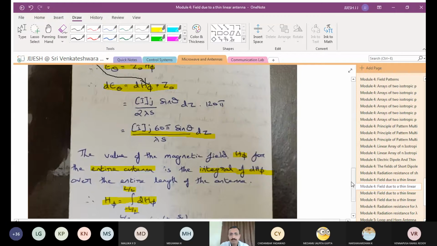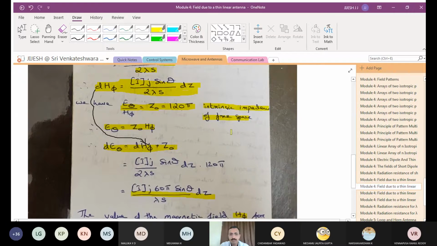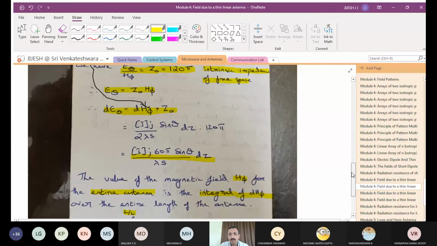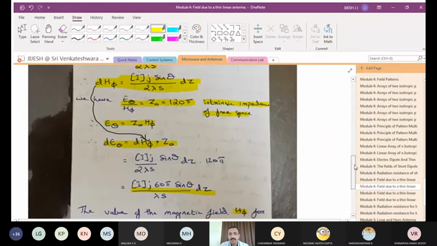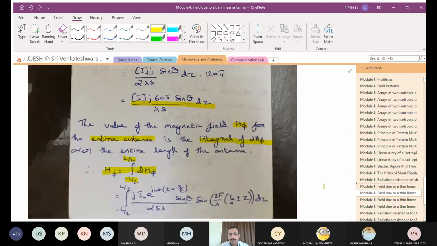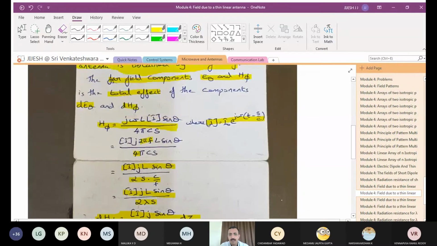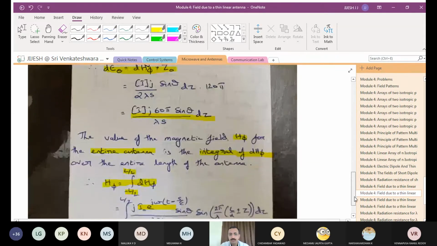So let me substitute dH phi there. Whatever equation I had before, I have to substitute there. This dH phi I am going to substitute in this equation and integrate it further. So what is dH phi? It is Ij sin theta over 2 lambda s, dz. In place of I, I am going to substitute this equation, that is I equal to I naught e to the power of j omega t minus s by c. So I have substituted both.